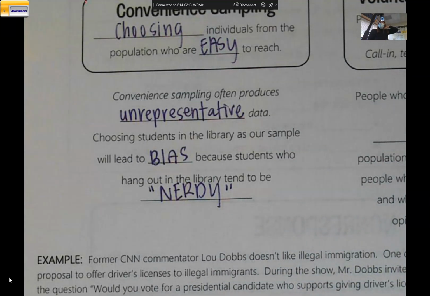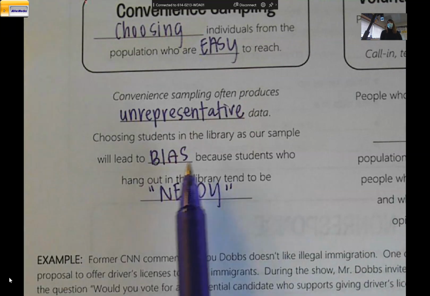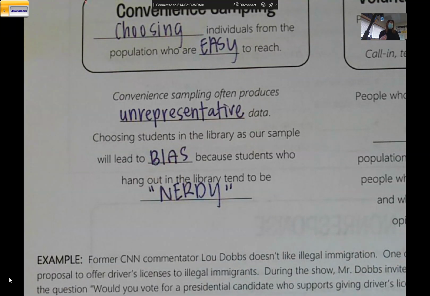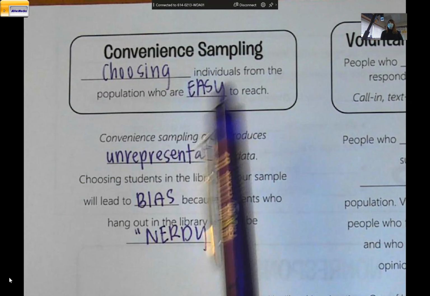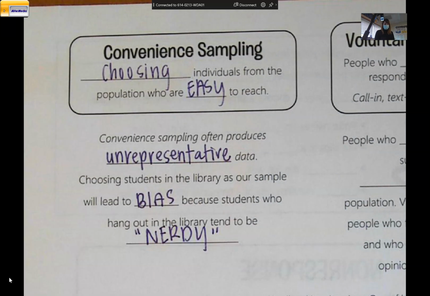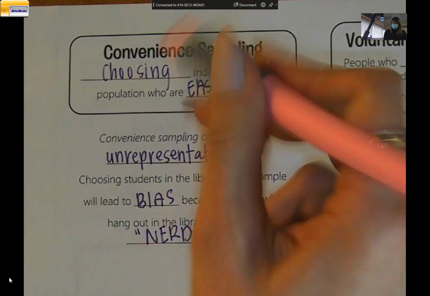So if we wanted to get a sample that represents the entire population of Cypress High School students, even though it would be very convenient to just go to the library and ask those kids whatever we want to know, it wouldn't be a great idea because those kids don't represent everybody at Cypress. You're okay with this one? Convenience. The key that you're looking for is, is it an easy sample to take? Is it easy?